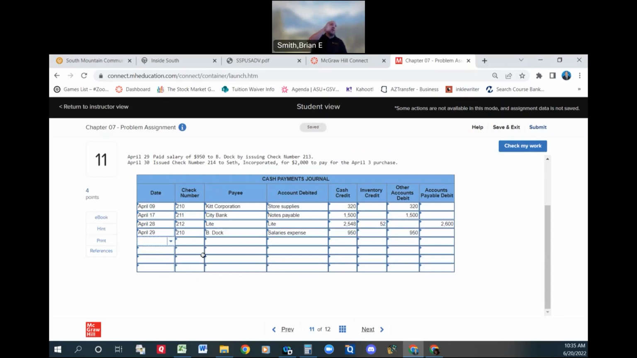See, all those other ones said issued check, and then they snuck that in there with the issued check number at the end of it. Just watch your check numbers, and I even put the wrong one in there. Look at that. And I wanted 214. So watch that.